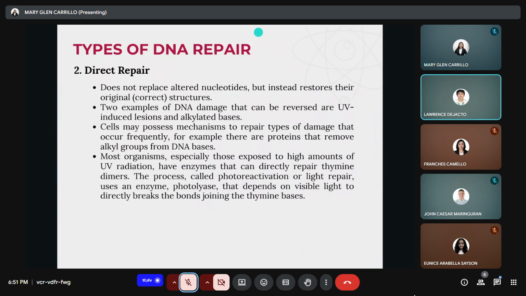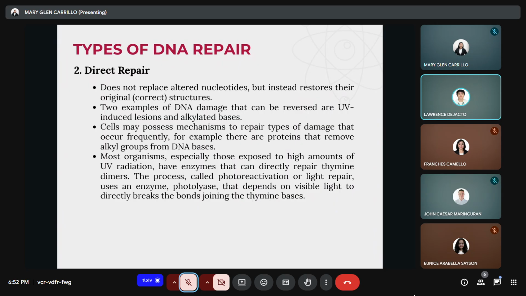Next slide, please. So, what is direct repair? Direct repair does not replace altered nucleotides, but instead, it restores their original or correct structures. There are two examples of DNA damage that can be reversed, which are UV induced lesions and alkylated bases. Cells may possess mechanisms to repair types of damage that occur frequently. For example, there are proteins that remove alkyl groups from DNA bases. Most organisms, especially those exposed to high amounts of UV radiation, have enzymes that can directly repair thymine dimers.